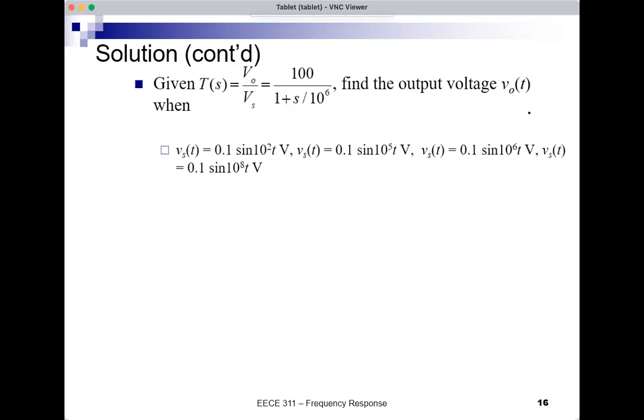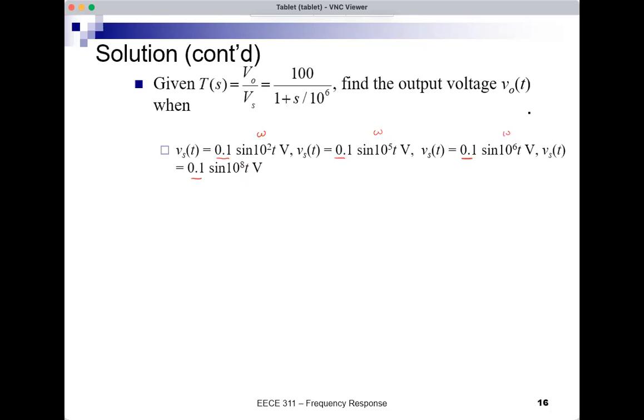When the source signal is 0.1 sine omega t, phi for the input is 0. The amplitude of the input is 0.1 always. In other words, I am not changing the amplitude nor the phase of the source signal. What I'm changing is the omega, the frequency of the input. For the first case, I have omega equals 100. Here, omega is 100,000. Here, it becomes 1 million. And for the last case, it's 100 million.